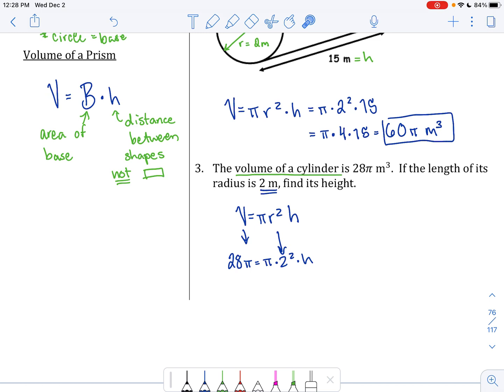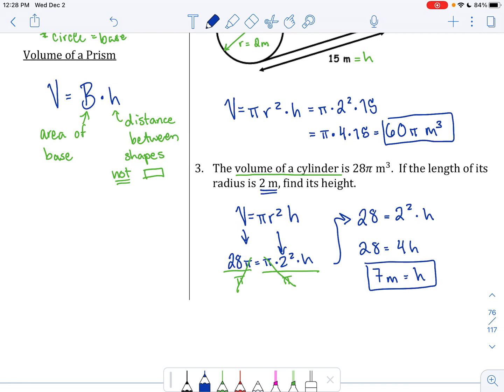Now, the nice thing is that we have things left in terms of pi. So the first thing I'm going to do on both sides of this is divide by pi. And we only have one variable here. So that's how we know we can solve. We can only solve for one variable at a time. So now we get 28 is equal to 2 squared times h. That means 28 is equal to 4h, meaning h is 7, and then you'll notice the unit is meters cubed and meters. So 7 meters is the height.